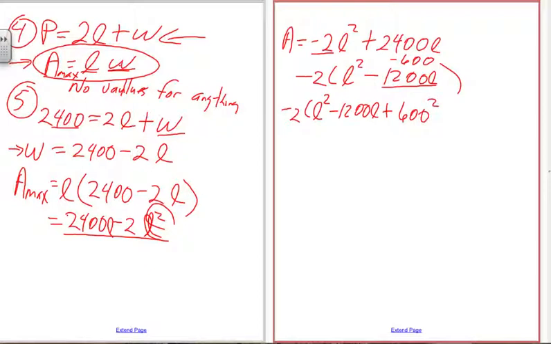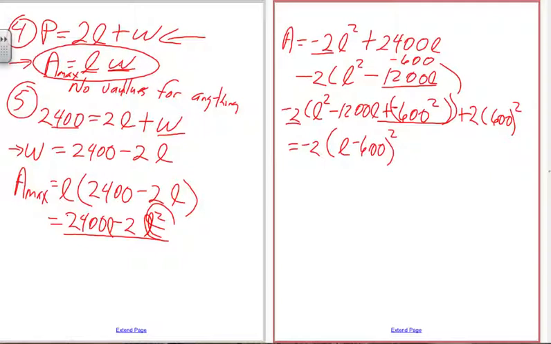squared. You ask me, okay, how come you don't have a negative in there? I do, but you remember when you square a negative, you get a positive. So I've added this times this in, so I need to add 2 times 600 squared. And when you do that, I'm going to have a negative 2, and I'm going to have an L minus 600 squared plus, and this comes out to be 720,000.